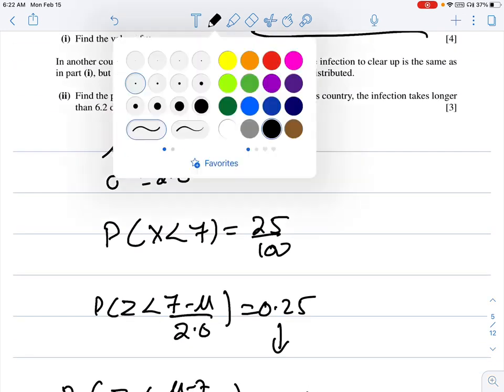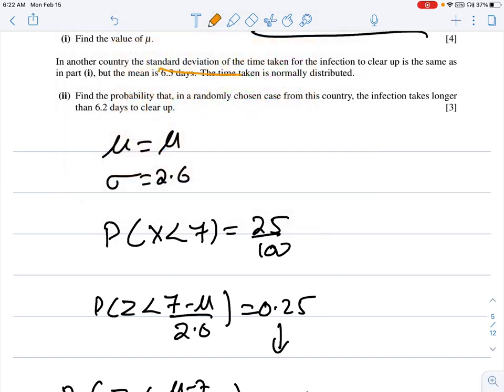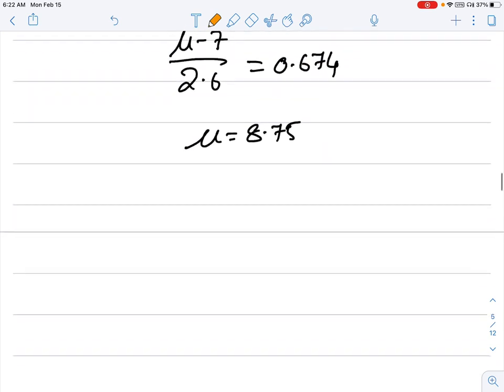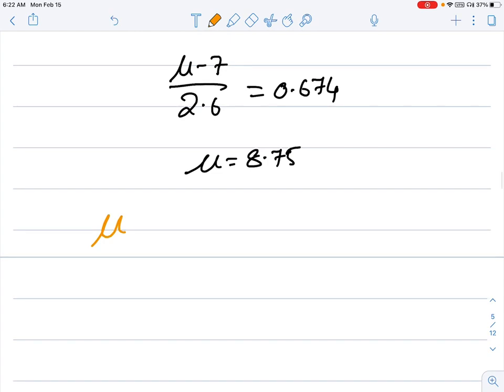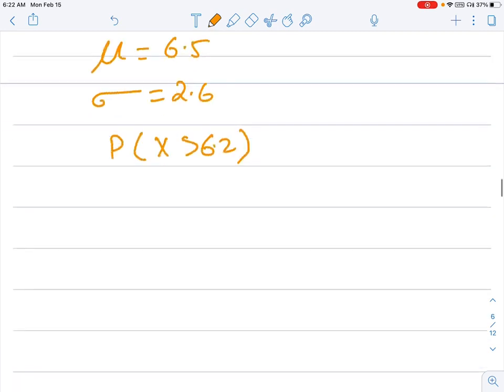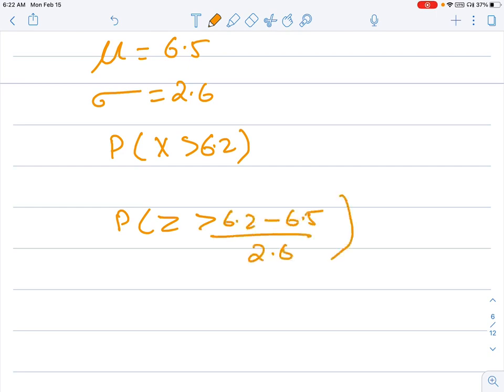In another country, the same standard deviation, but the mean is 6.5. Find the probability that it takes longer than 6.2. Mean is 6.5, standard deviation is the same, 2.6, and greater than 6.2. So convert into z: greater than (6.2 minus 6.5) by 2.6. Probability of z greater than minus 0.1154.